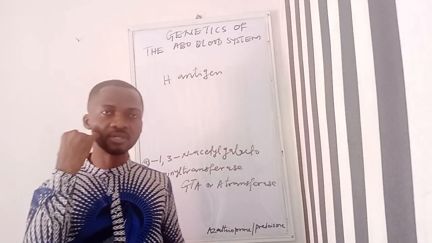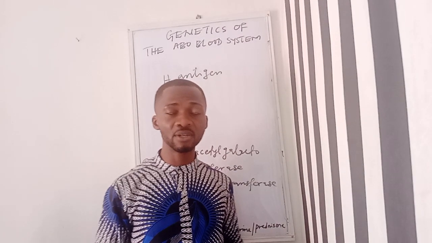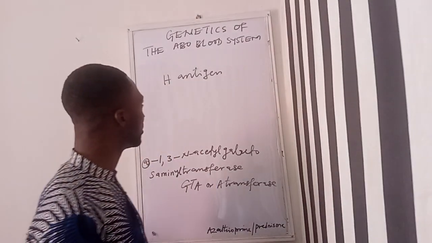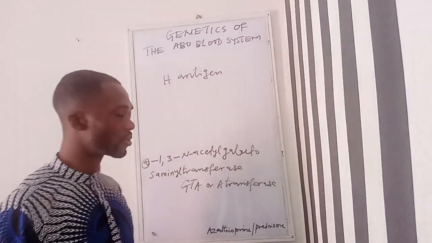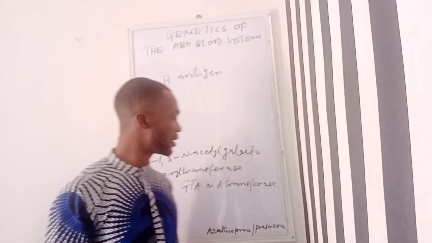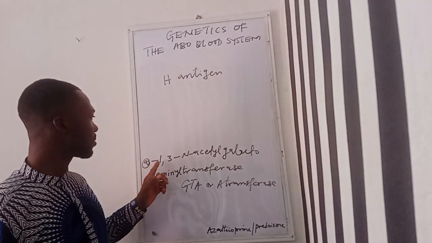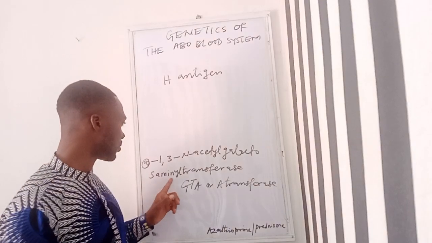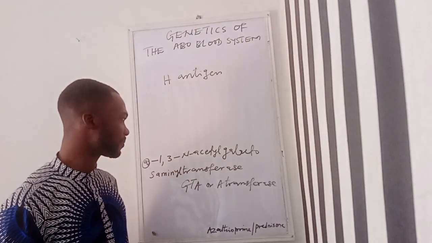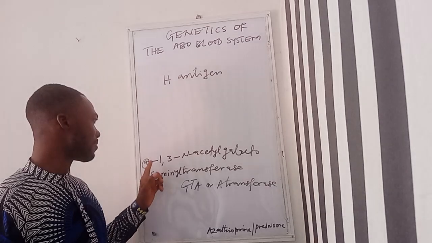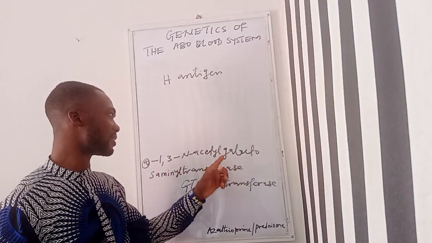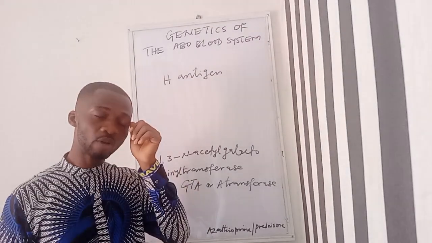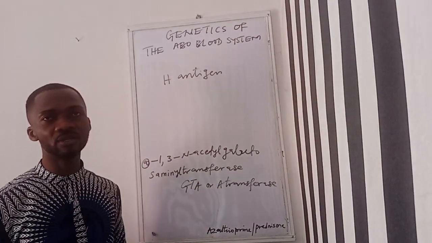And this is what determines if someone will have blood type A or blood type B. This H antigen works in conjunction with an enzyme called alpha 1,3 N-acetylgalactosamine transferase. It is commonly known as the GTA or A transferase.